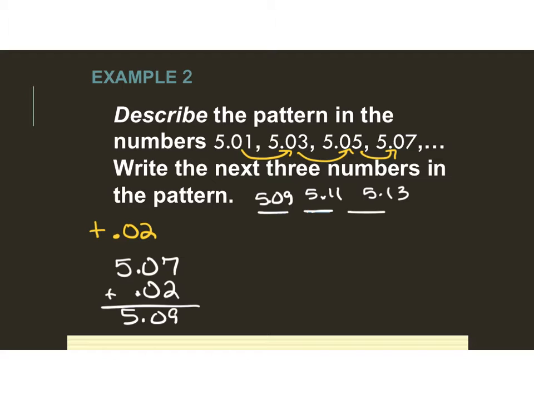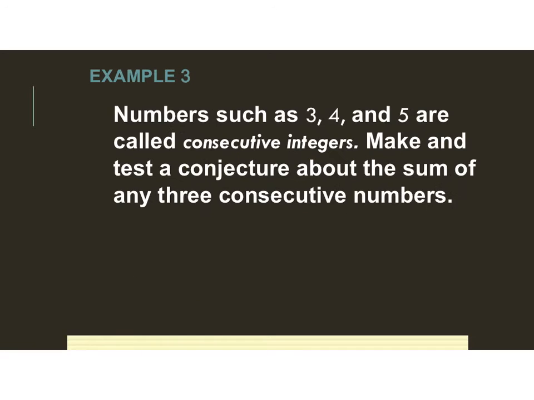So when you're asked to complete a pattern or a series of numbers, when you look at the pattern that happened in the past, you're using inductive reasoning. Here it says the numbers such as 3, 4, and 5, these are called consecutive integers. It wants us to make and test a conjecture about the sum of any 3 consecutive integers. So here's what I would start doing. So when it wants you to make a conjecture, remember this is going to be a statement. And this statement is going to be true about what's happened when we test this out.